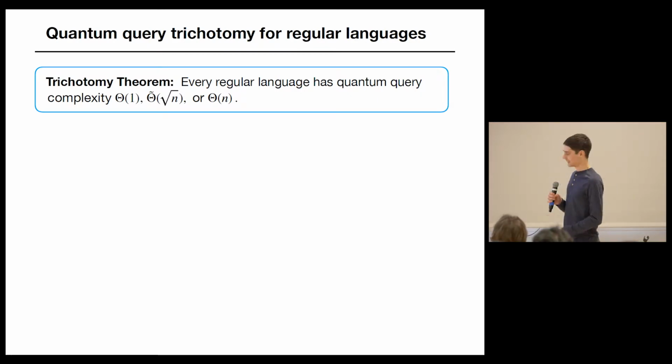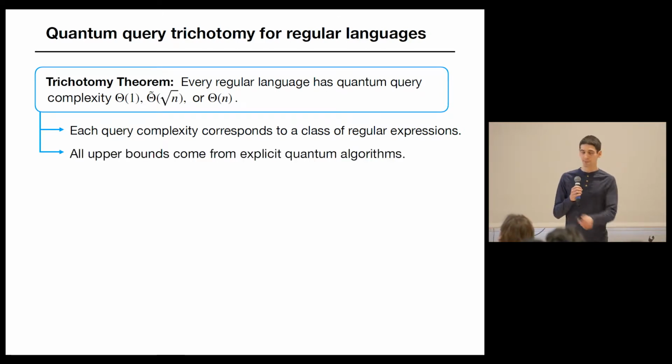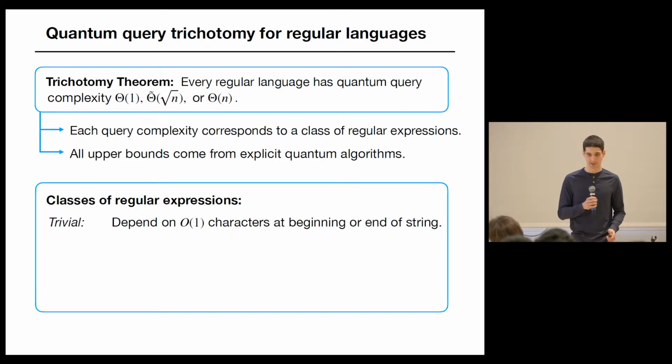Okay, so there are some very nice consequences from this. Not only do we know what the quantum query complexities are, we actually have exact characterizations of the regular expressions or regular languages which correspond to each one of those complexities. You'll see that in a second. And then finally, all of the upper bounds in this trichotomy theorem come from explicit quantum algorithms. So we actually get the corresponding quantum speedup if you were actually trying to run this algorithm in practice, instead of just the query bound as well. Okay, so what are these classes of regular expressions? The ones that have constant query complexity are not that interesting. They're just regular expressions that depend only on constantly many symbols at the beginning and end of your string.